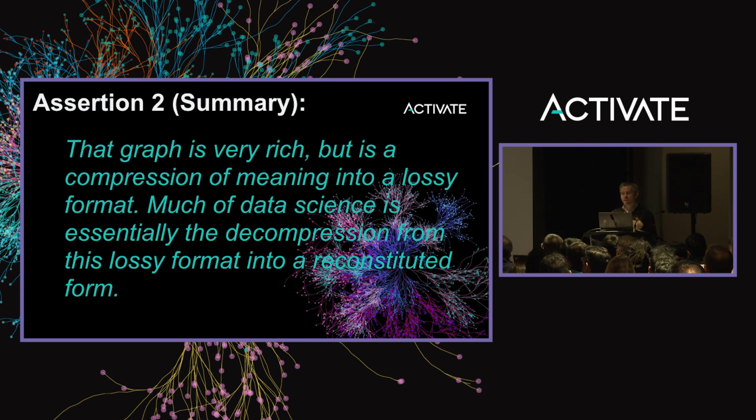And so going back to my second assertion, the graph we talked about of information from our unstructured data that is in the inverted index is very rich, but is a compression of meaning into a lossy format. Much of data science is essentially the decompression from this lossy format into a reconstituted form.